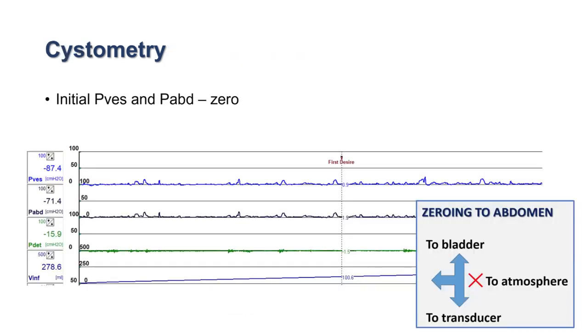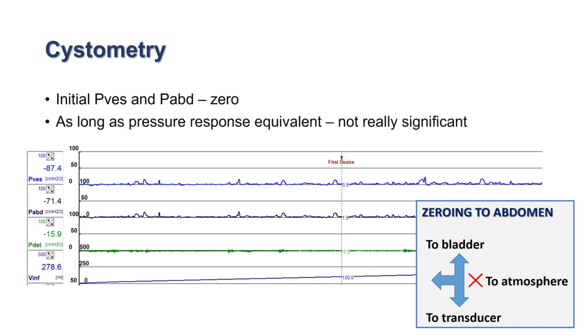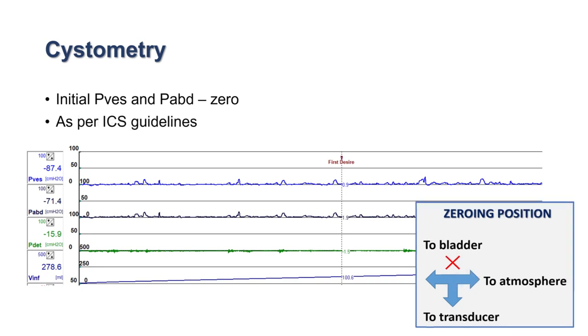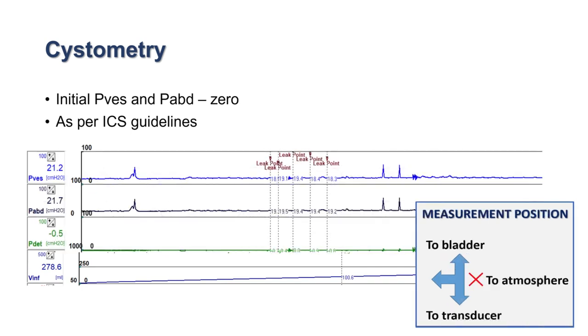Now, in cystometry, if the initial P ves and P abd are zero, that is, the zeroing has been done to the bladder and the rectum, not to the atmosphere, it can be considered an artifact as per ICS guidelines. As long as the pressure response is equivalent, however, it's not really an artifact, as you can see in this study. However, we go by ICS and zero to atmosphere and then activate the organ, and we will get a baseline P ves and P abd which is higher than zero, and the P det will be subtracted to be zero.